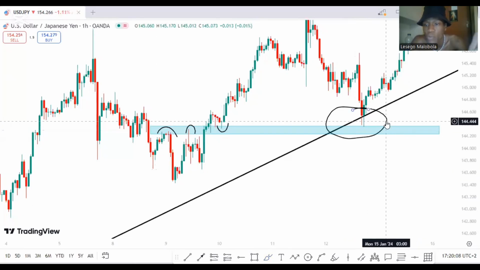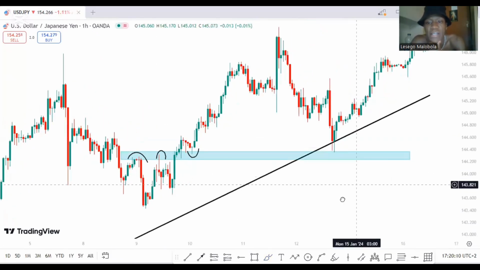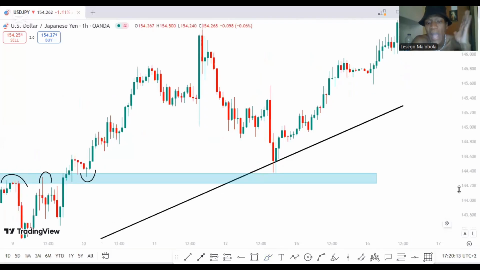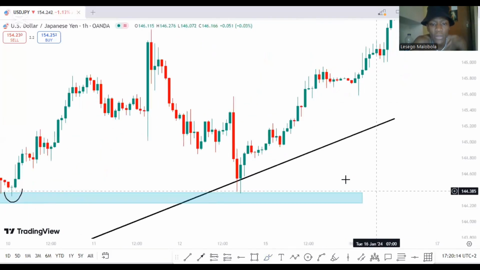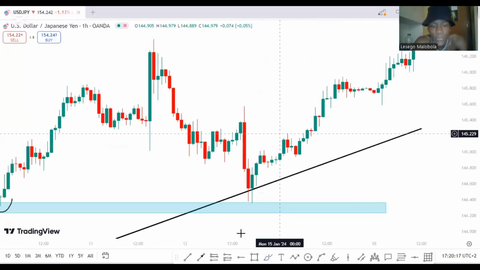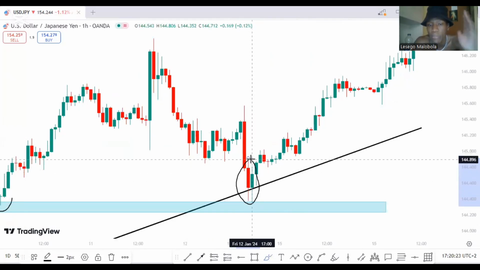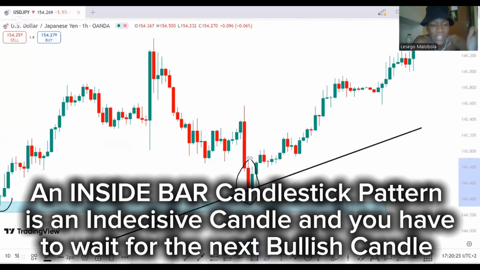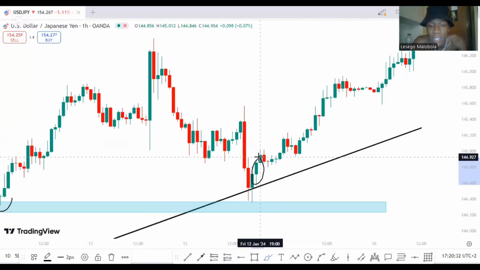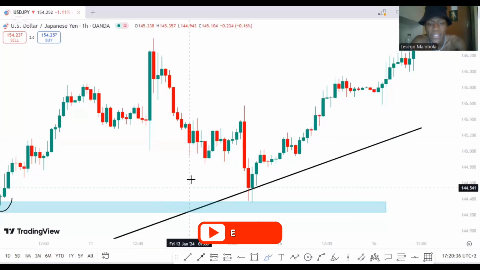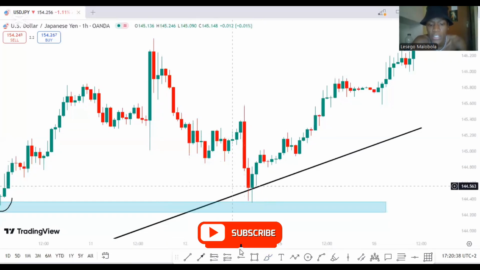So after identifying our support and resistance, guys, what do we now identify? Our candlestick patterns, guys. And on the 1 hour time frame, do we have any candlestick pattern? Of course we do, guys. If we can see things properly here, we have a nice inside bar candlestick, guys. And what do we know about an inside bar candlestick? An inside bar candlestick, guys, is obviously an indecisive candlestick, and you have to wait for the next bullish candlestick to close, you understand me, in order for you to confirm whether or not you're gonna take the trade, you understand me? In this instance, bro, we do have a next bullish candlestick.